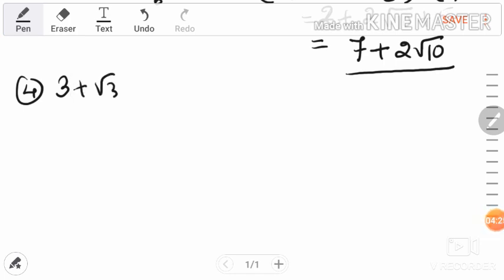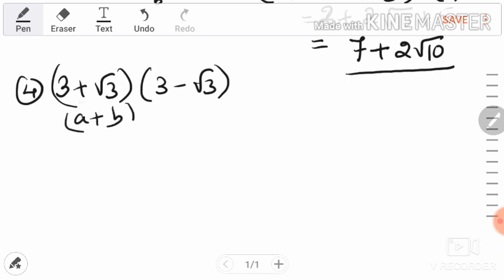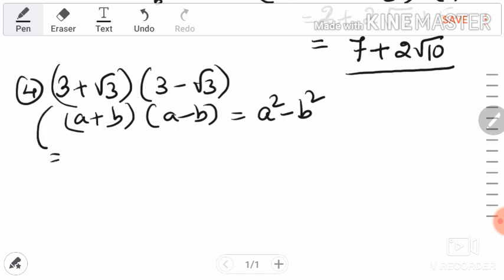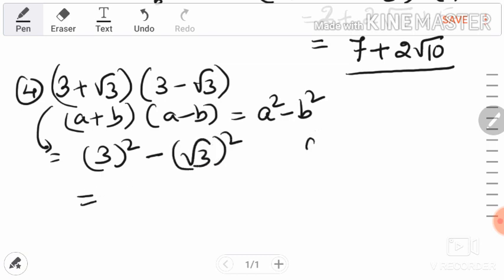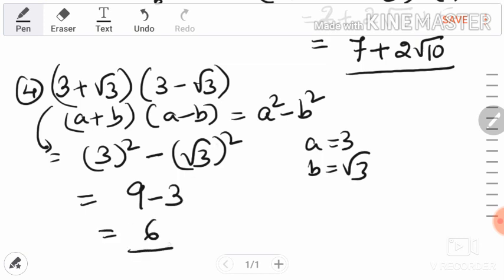3 plus root 3 into 3 minus root 3. This is of the type a plus b into a minus b. And that can be written as a square minus b square. So this product can be written as 3 square minus root 3 square. Your a is 3 and b is root 3. This is 9 minus square root of 3 square is 3. So that is equal to 6.